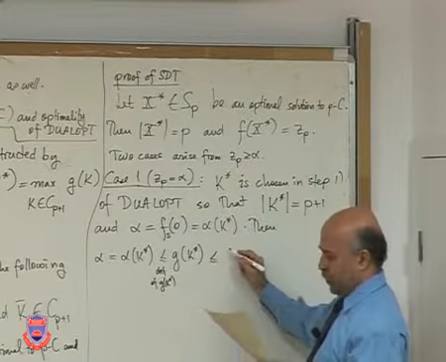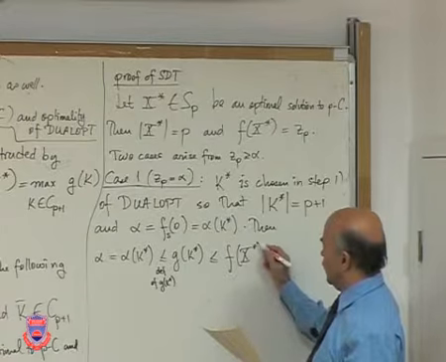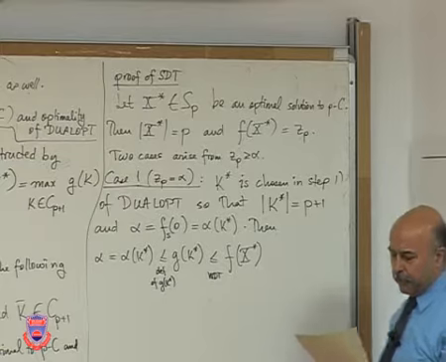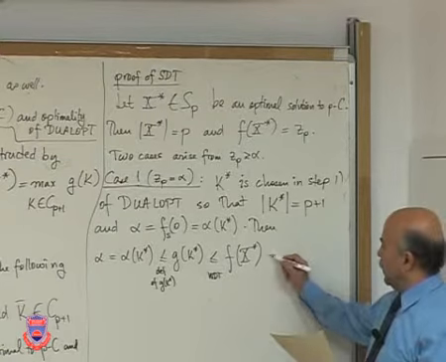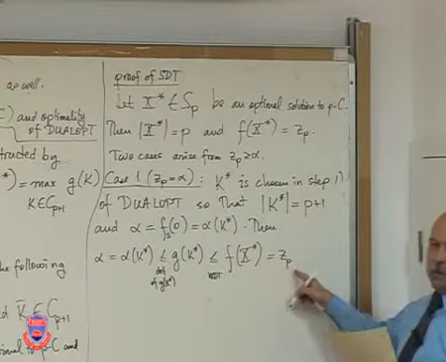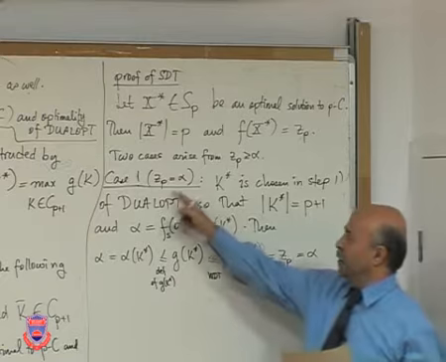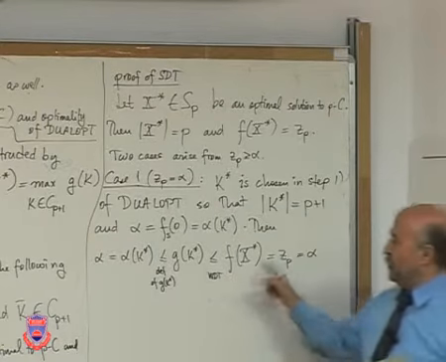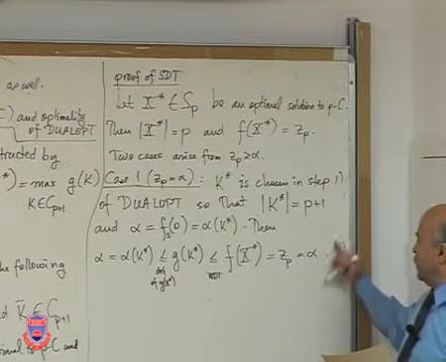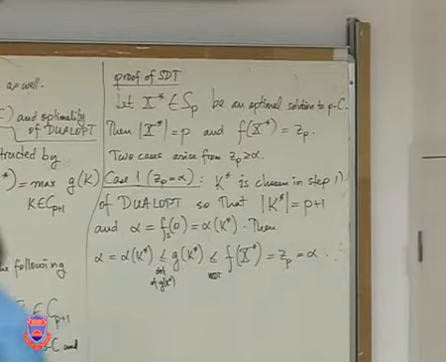By weak duality theorem, I have G of K star less than or equal to f of x star. And by assumption, x star is an optimal solution, so f of x star is equal to ZP. And we assumed, in case 1, ZP is equal to alpha, so everything is equality here. Done for this part. So let's go with part 2 now.